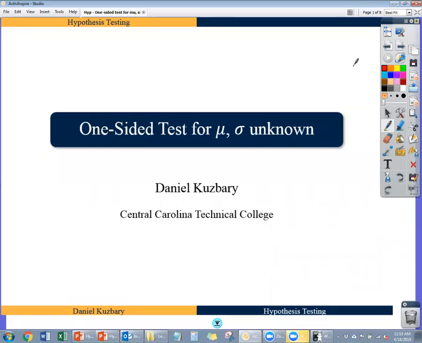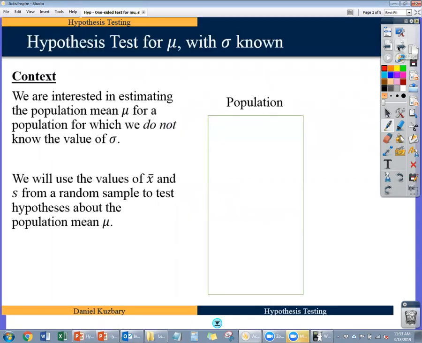This is Daniel Coosbury, and in this video we're going to look at how to do a one-sided hypothesis test for mu when we don't know the value of the population standard deviation sigma. So the context that we're in is that we have some population and we're interested in estimating what the value of the population mean is, but we don't have all the population data, so we'll need to end up taking a sample from that population, a nice random sample, and we're going to use things from that sample to estimate what mu is. Now, this is distinct from the situation where we do know what sigma is, because now we don't.